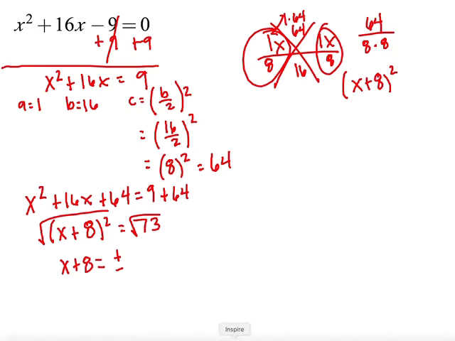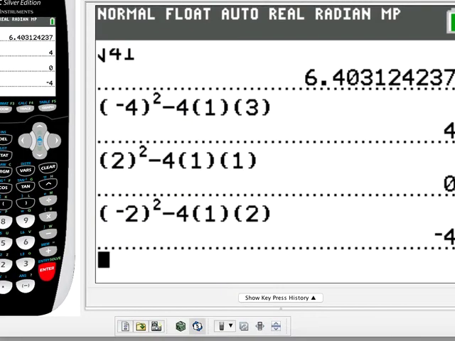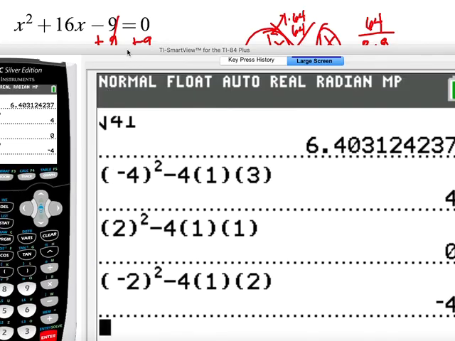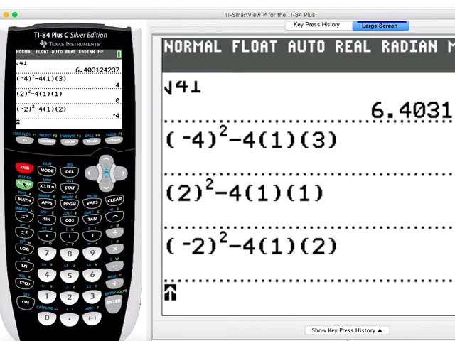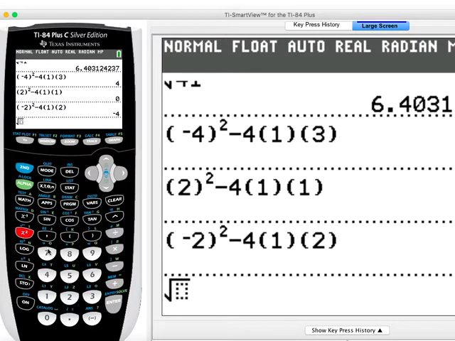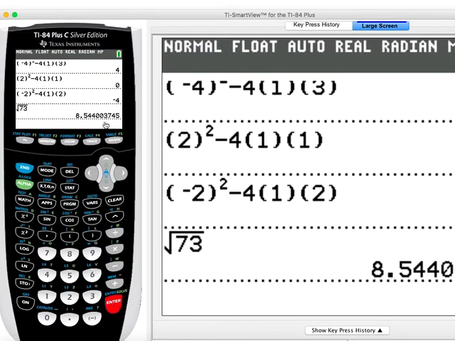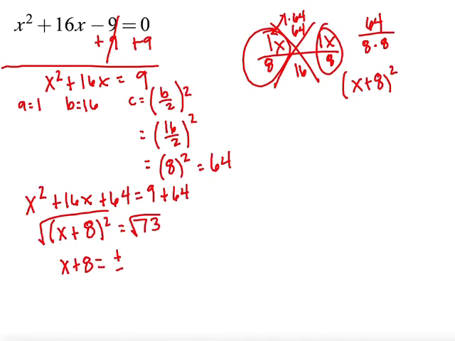So what I can do is go to my calculator, and I can type in square root of 73. Now, in order to do a square root, you're going to do second x squared, and then I'm going to type in 73 and hit enter, and that's going to give me 8.544. So we're going to use plus or minus 8.544.